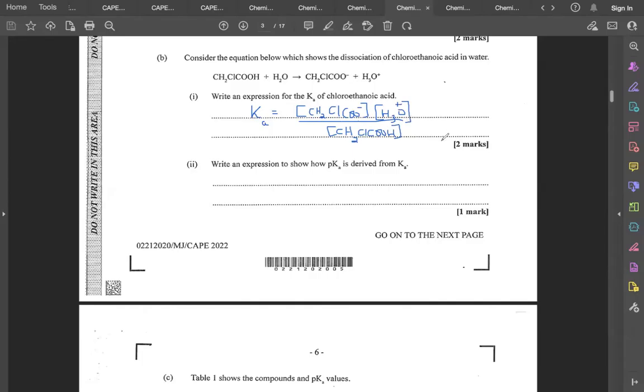Okay, all right. So now write an expression to show how pKa is derived from Ka. So what is the formula relating these two things, guys? How do we relate pKa to Ka? How do we relate pKa to Ka? Anyone?